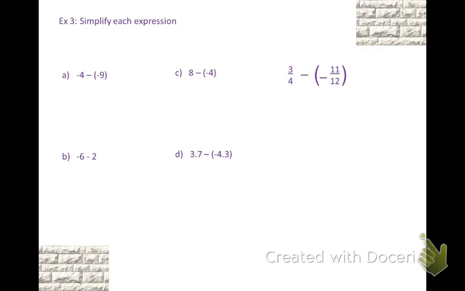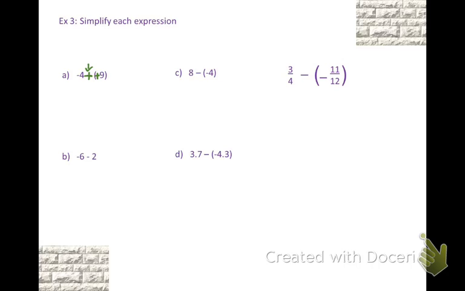So, example 3, we're skipping example 1 and 2. And we're going to go right to example 3. We're going to use the rule that we just learned. So I'm going to take the subtraction sign and I'm going to turn it into addition. And then I turn the number that's after the subtraction sign and turn it to its opposite. So it's negative 9, so it's going to be a positive 9. So now I have negative 4 plus positive 9.